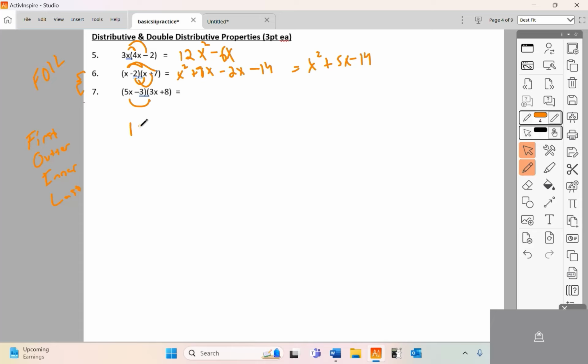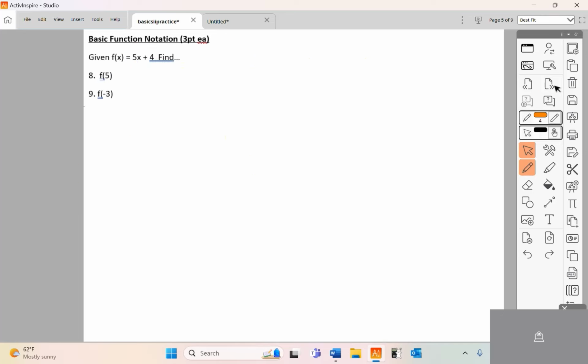The same property on 7: 5x times 3x would be 15x squared. Don't forget about x squared. 5x times 8 would be 40x. Last I checked, negative 3 times 3x is negative 9x. And there's an order here. You notice I put x's by x's and so forth. Negative 3 times 8 is going to be negative 24. Combine like terms. 40 minus 9 is going to be 31. And there we go.